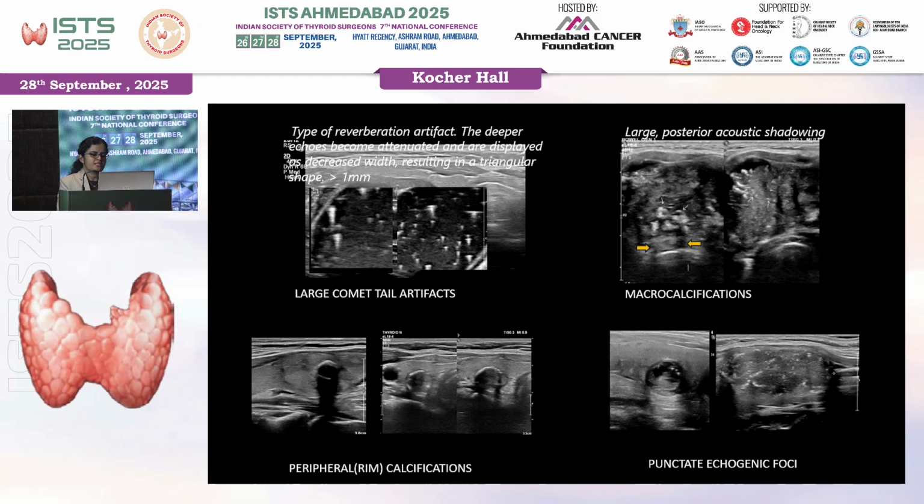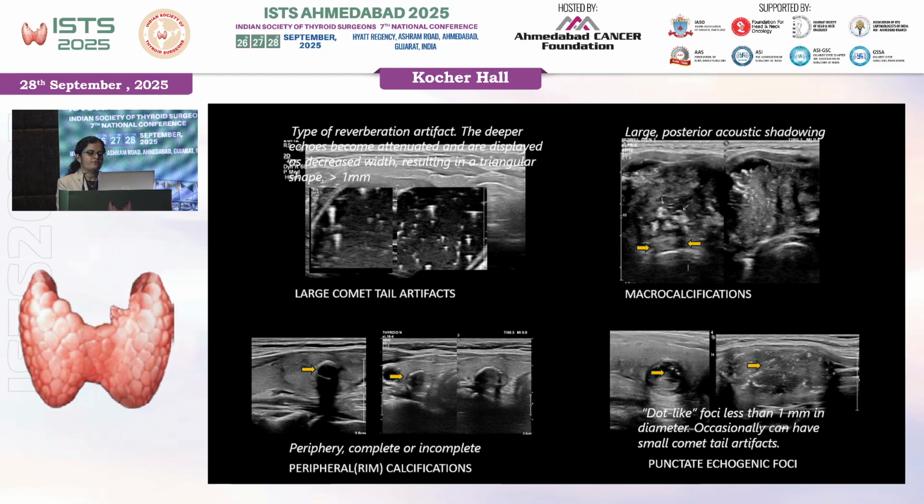Macrocalcifications, as the name speaks for itself, they are large, and because they are large and dense calcification foci, they will be associated with posterior acoustic shadowing. The third category is rim calcifications. So it means there is calcification along the periphery of the nodule. It may be complete or interrupted. And again, if we go back to the previous slides, we had discussed that with rim calcifications, it may be difficult to characterize the nodule composition, and then we presume and give it 2 points as solid.